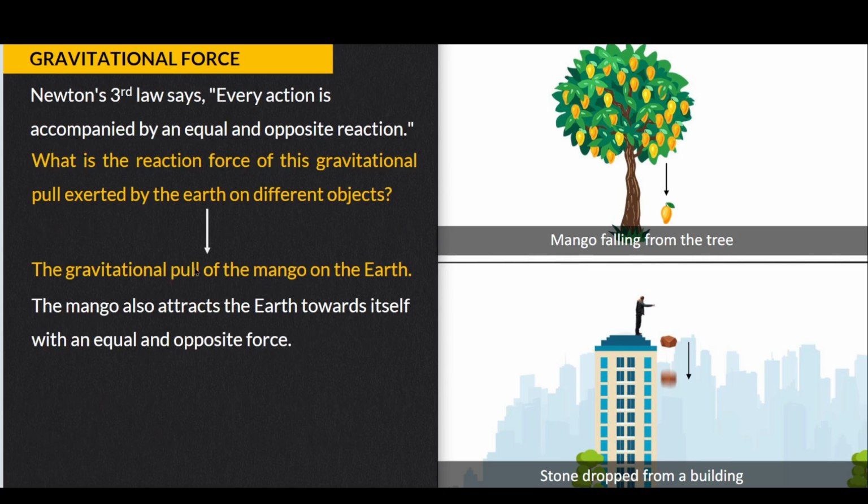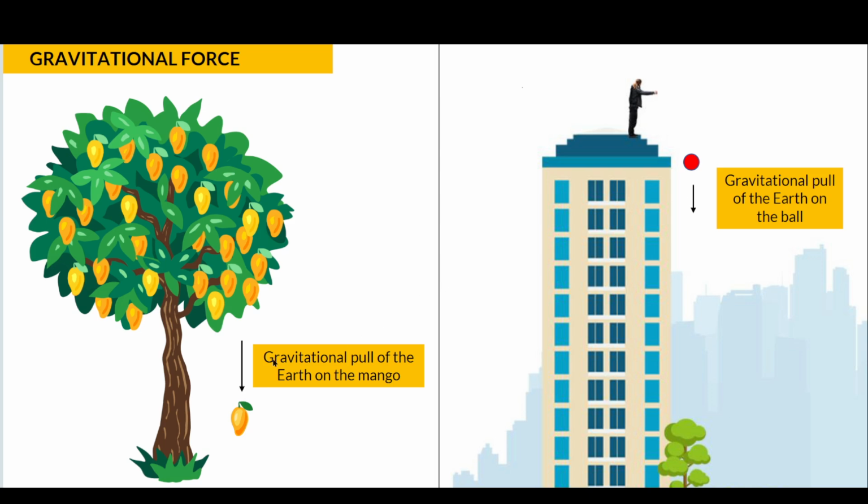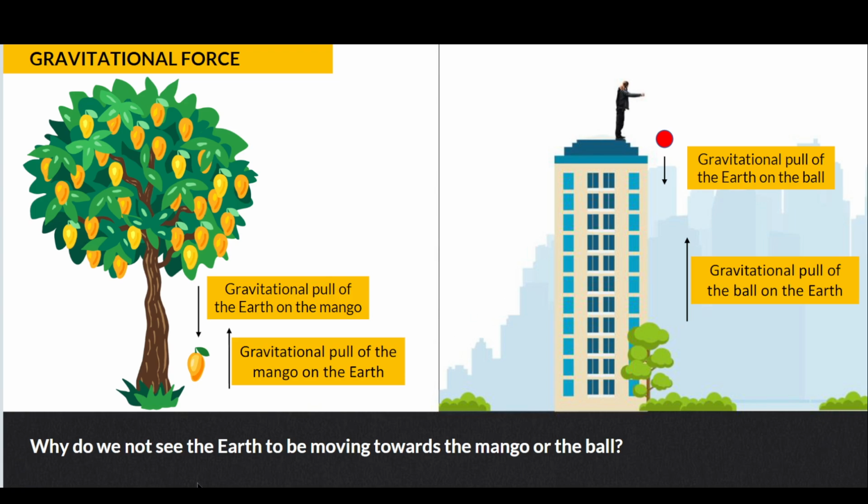So this is the third law. Every action is accompanied by an equal and opposite reaction. So what is the reaction force for the gravitational pull by the earth on different objects? The mango also attracts the earth towards itself with an equal and opposite force. This is what the third law means. But we can only see the mango falling towards the earth. Why don't we see the earth moving towards the mango? Or the same here, right?